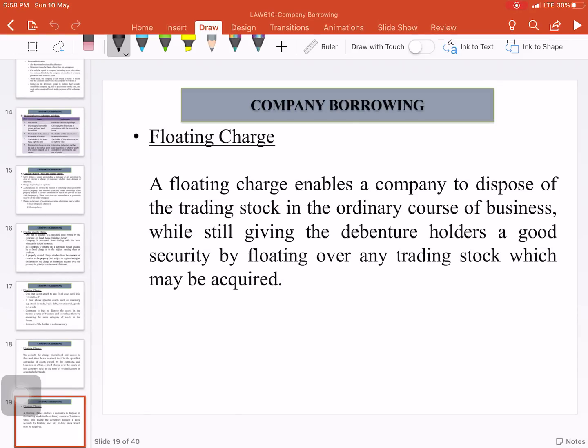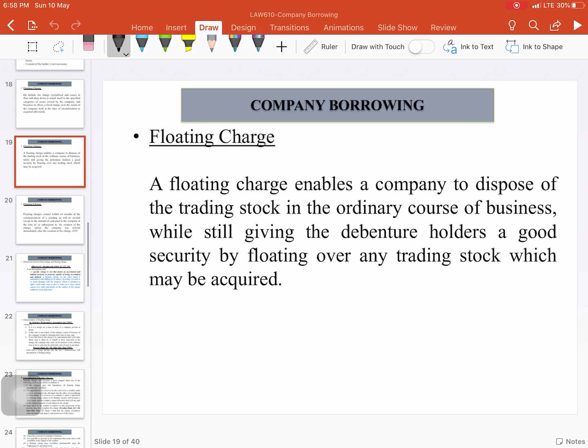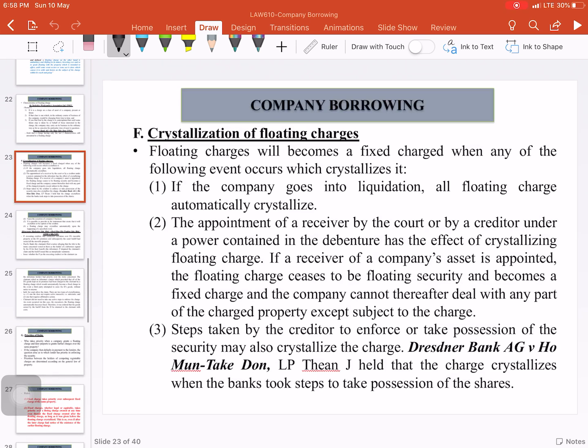Okay. What are the events that lead to crystallization of floating charge? Now, floating charge will become a fixed charge. When any of the following events occurs, it crystallizes. So, if the company goes into liquidation, all floating charges automatically crystallize. Then, appointment of a receiver by the court or by the creditor. Or any steps taken by the creditor to enforce or take possession of the security.